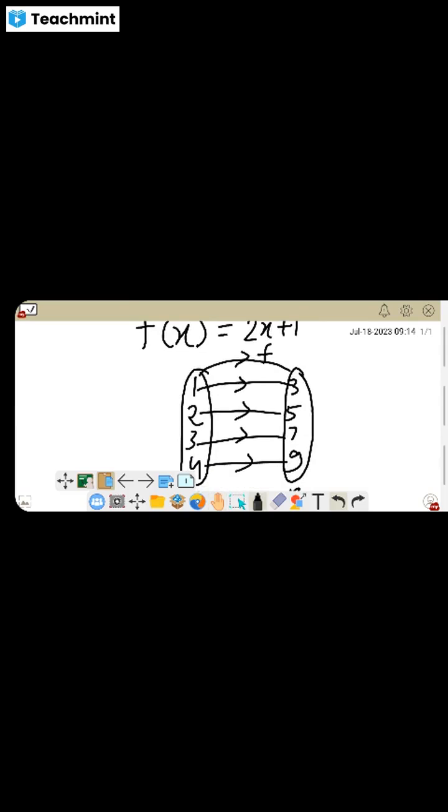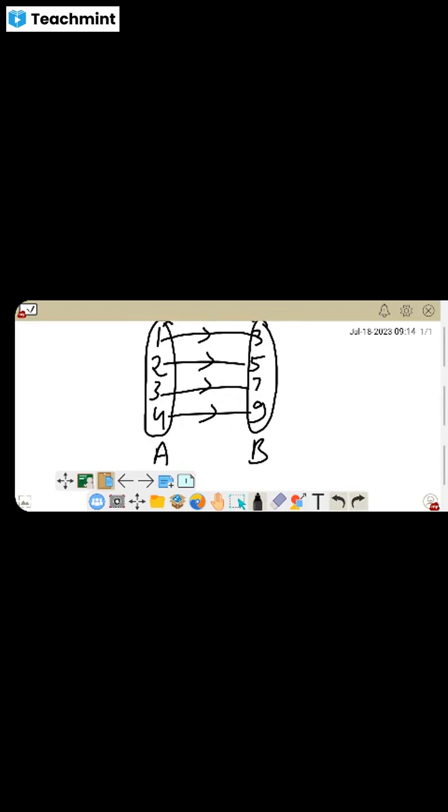This is function f. Sometimes we have this map, this representation, but sometimes it cannot be a function. So let's see in which situation we say this is not a function. Let us understand this.